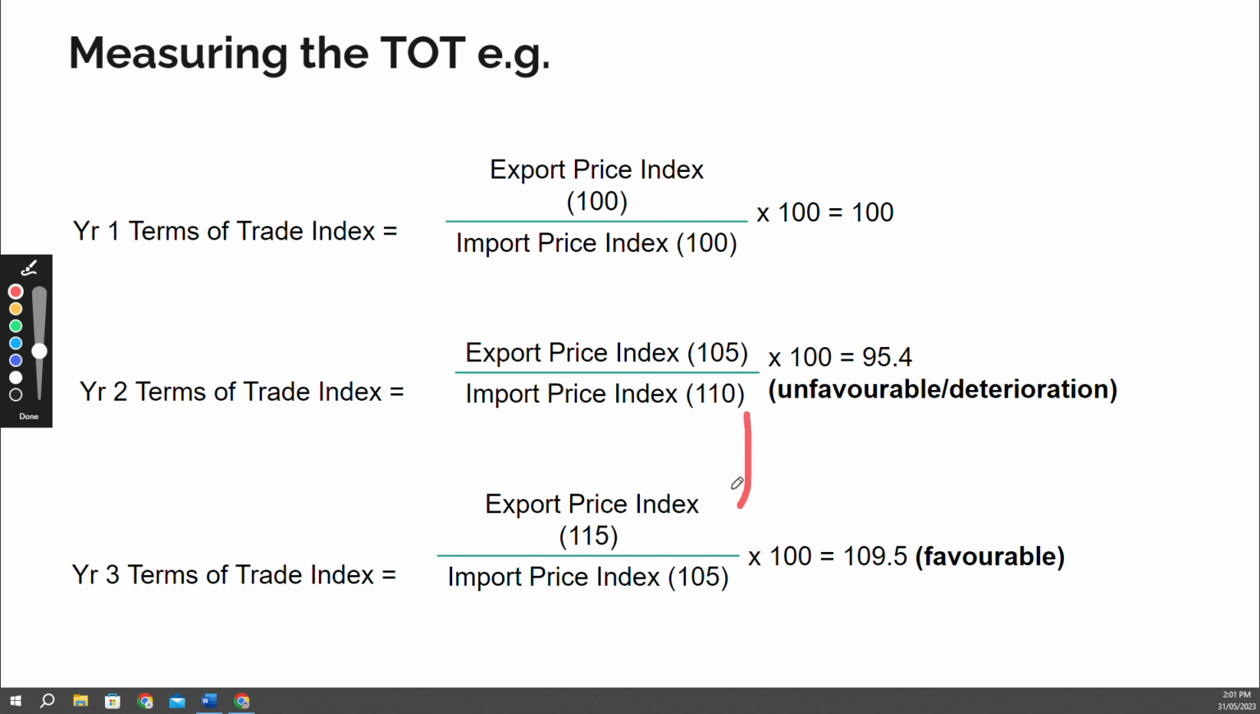In year 3 here, the export price index has increased by 10 index points from 105 to 115, and our import price index has actually decreased. So straight away we should be thinking, well, this is a good thing for the Australian economy, because if we are receiving more for our exports and paying less for our imports, we're going to receive more injections relative to leakages. And it's reflected in the terms of trade, because when we calculate it, the terms of trade goes from 95 to 109.5, or a favorable movement.